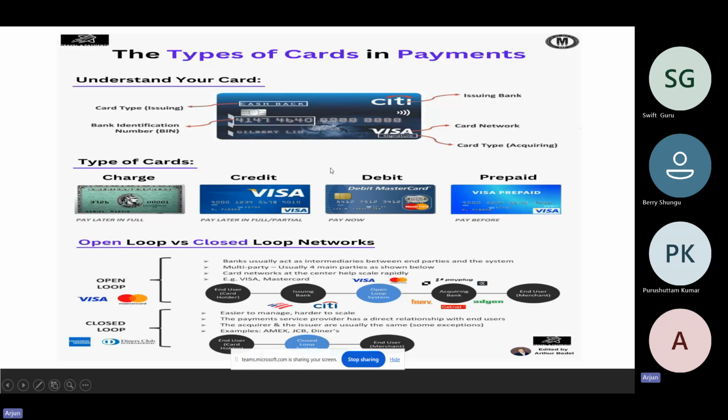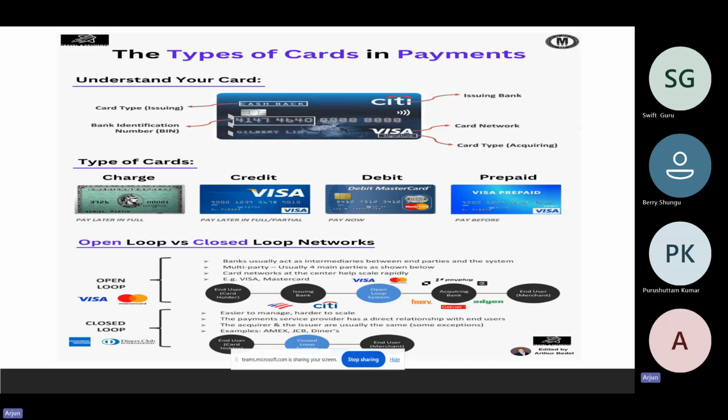The first thing when it comes to cards and payments, the term you hear very often is the BIN number, the bank identification number. It is the first 6 to 8 digits of the card, because using these digits, they can identify whether this card is issued by Visa or Mastercard or American Express or Diners.